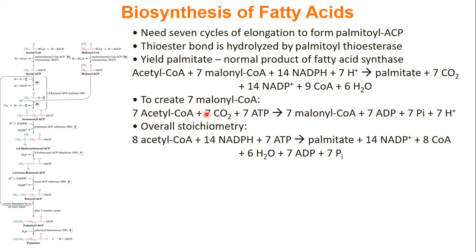Then we can break it down even further to say we need to make these 7 malonyl coenzyme A's, so we needed 7 acetyl-CoA's plus 7 CO2s plus 7 ATPs to make our malonyl-CoA. So overall, 8 acetyl-CoA's go in, 14 NADPHs, 7 ATPs, a palmitate, 14 NADP pluses, 8 coenzyme A's, 6 water, 7 ADPs, and 7 inorganic phosphates to make 1 16-carbon fatty acid.